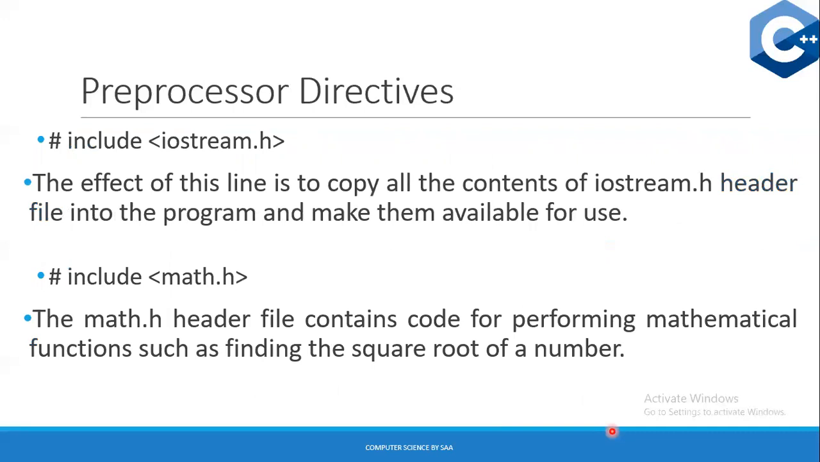So what is iostream.h? The effect of this line is to copy all the contents of the iostream.h header file into the program and make them available for use. When we write iostream.h, all the content of this file is attached with the program, and we will be able to use all the content. Then the math.h header file contains code for performing mathematical functions such as the square root of any specific number.